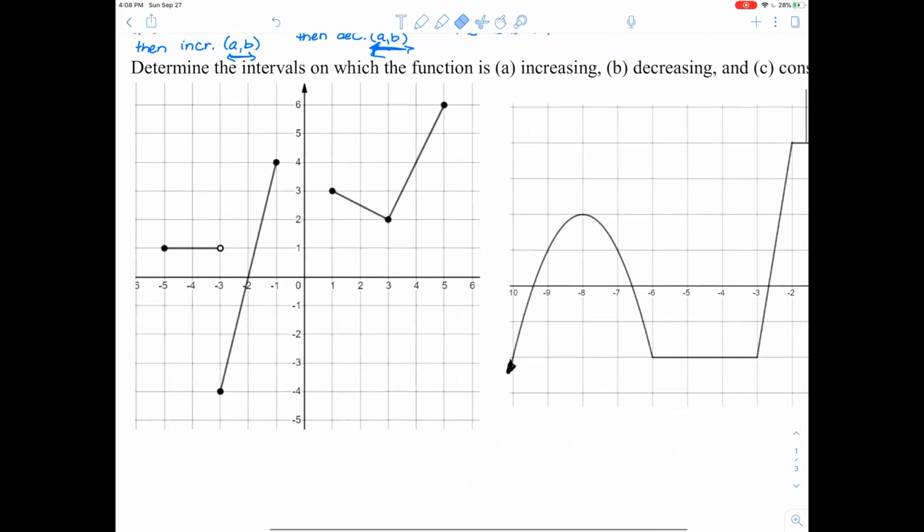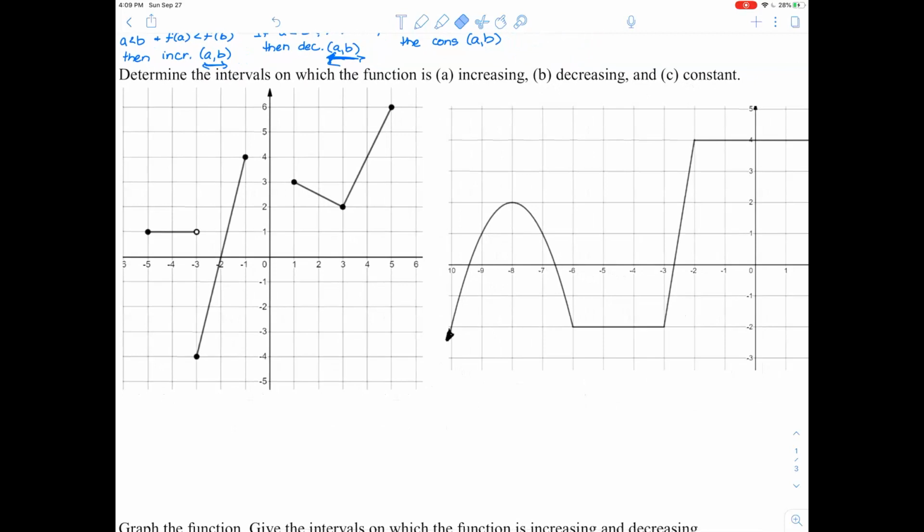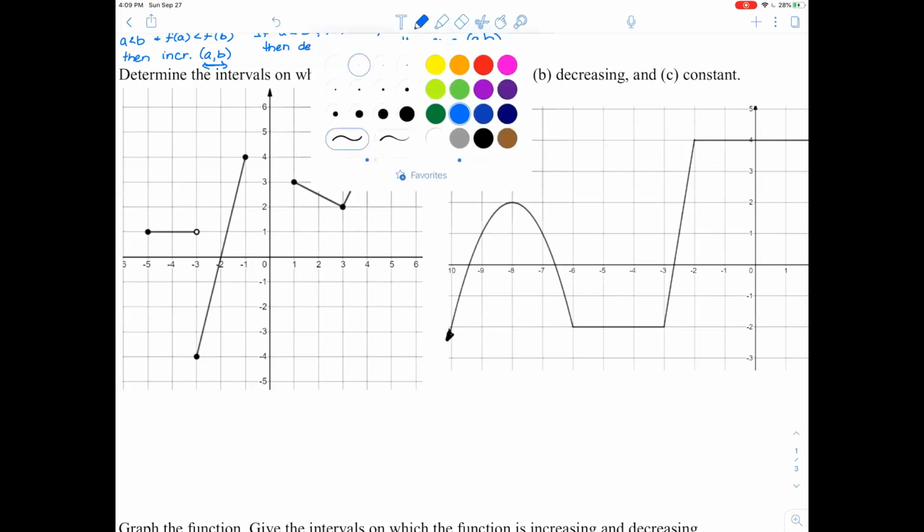So it says determine the intervals on which the function is increasing, decreasing, and constant. And we have these two piecewise functions here, and we know they're piecewise functions because they're graphed in little pieces, and they're different kinds of functions at different places on the domain. All right, and so let's take a look at this first piece, and I think I'm going to color code.